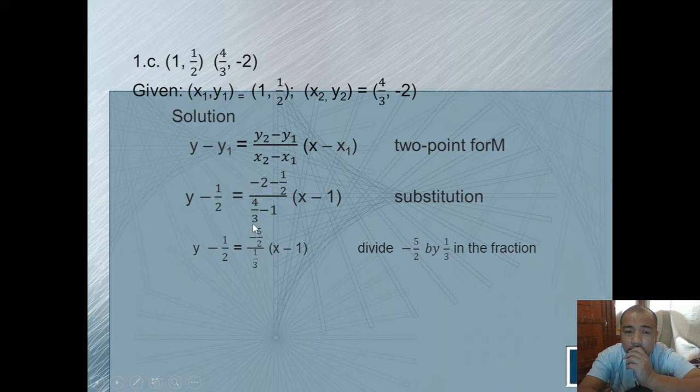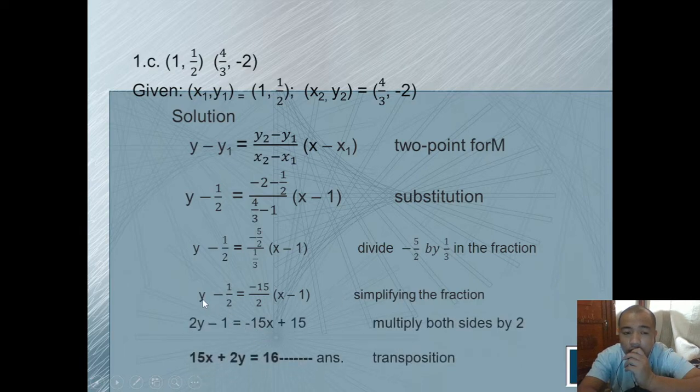Negative 2 minus 1/2 is negative 5/2. 4/3 minus 1 is 1/3. Then divide negative 5/2 by 1/3. It's equivalent to negative 15/2. Then we have this equation now. Let's simplify this equation by multiplying it by positive 2.